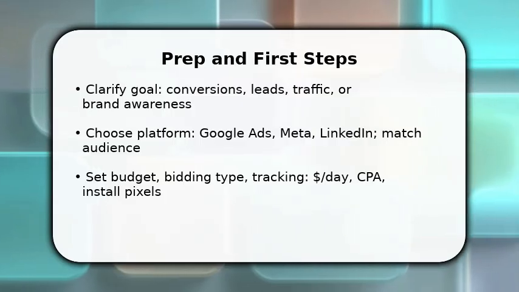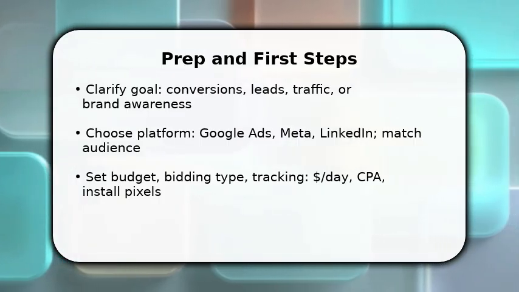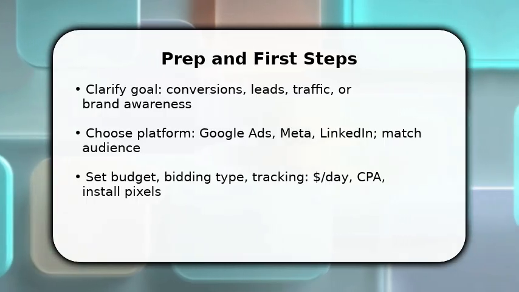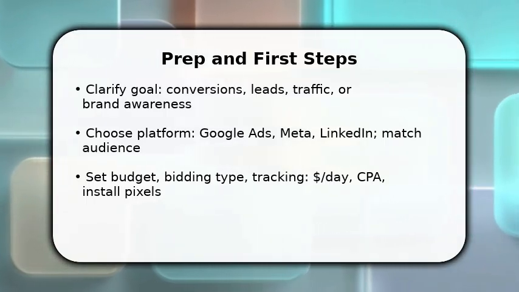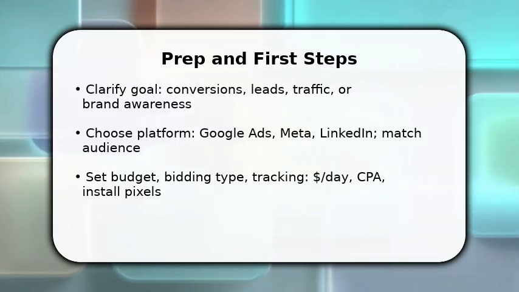You start by defining the exact outcome you want, conversions, leads, or traffic, because every choice follows that objective. Once done, pick the platform that reaches your audience and set a realistic daily budget and bidding method. This controls delivery and cost.